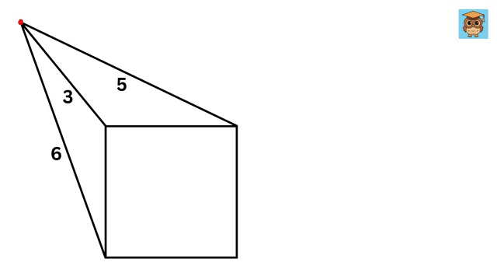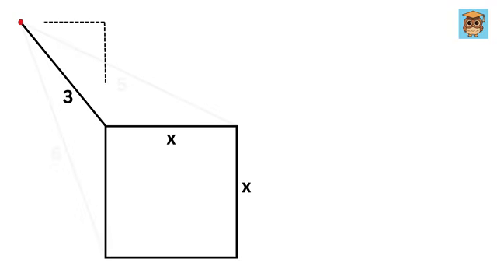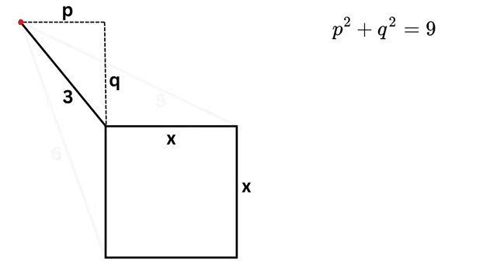Okay, let us label the side of the square as x. So the area of the square will be x squared. Now consider this right triangle whose sides are p and q. Using our favorite right triangle theorem, we have p squared plus q squared equals 3 squared, or 9.